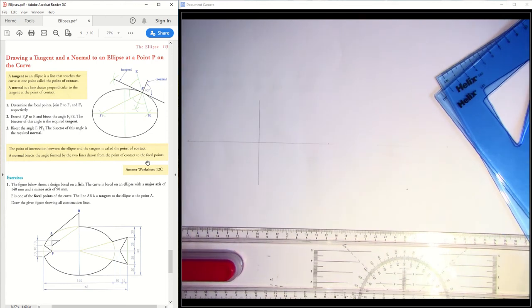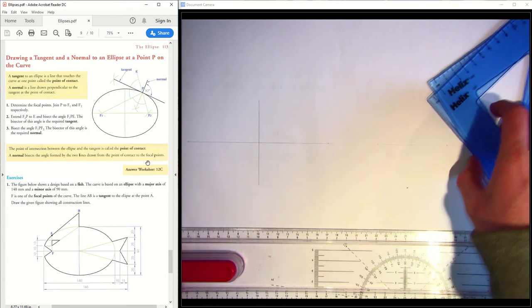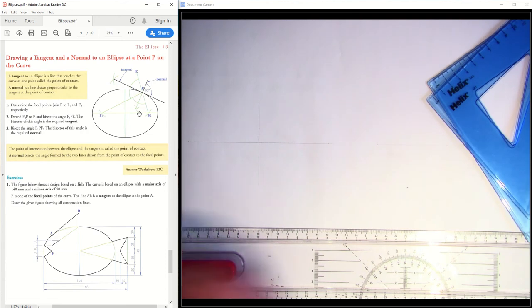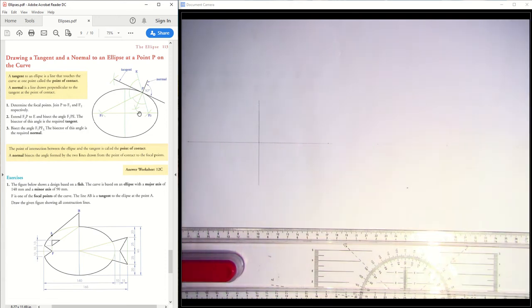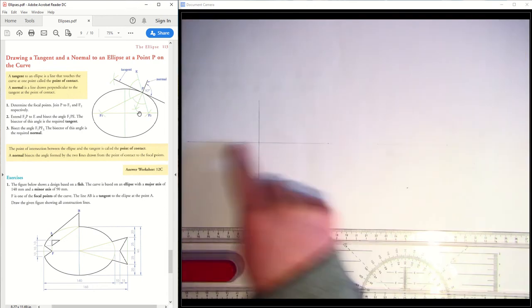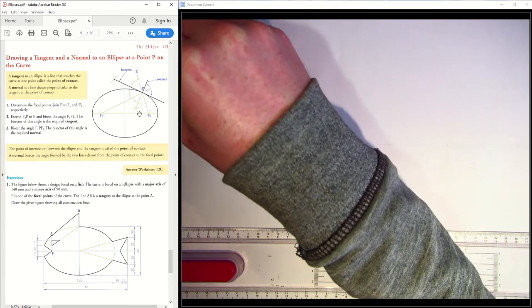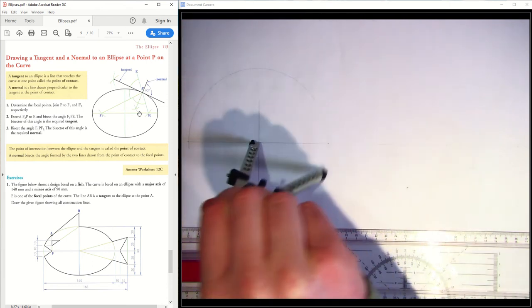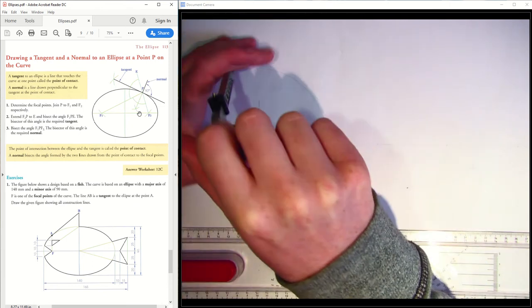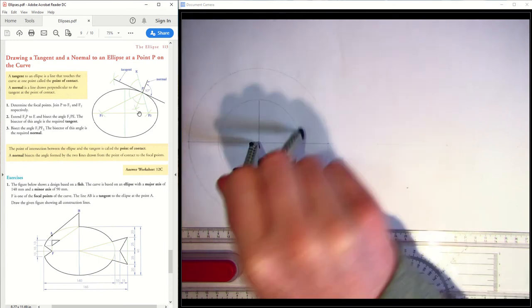So I'm just going to draw this example here for the ellipse. I'm going to draw it out just to show you again if anyone's confused on how to draw the ellipse. So I have my major axis here, and I have my minor axis. To draw the ellipse, we know from the major axis we have to draw in what's known as the major circle, and from the minor axis we're going to draw in the minor circle.